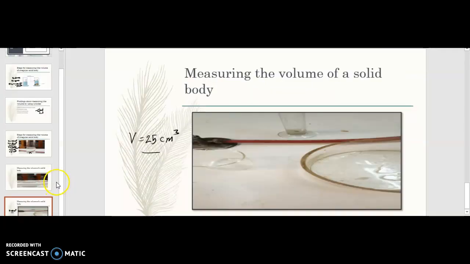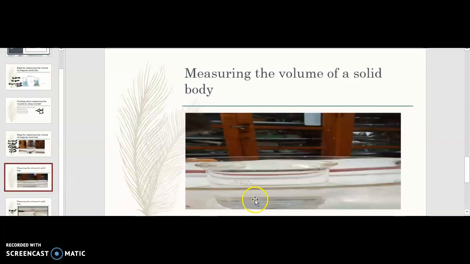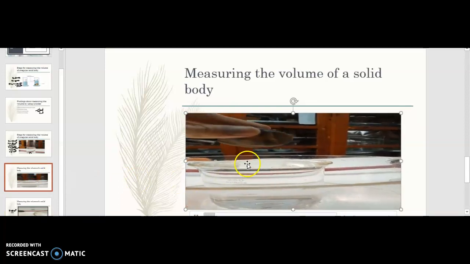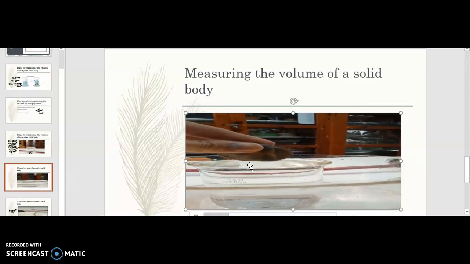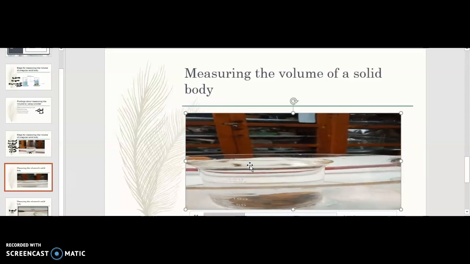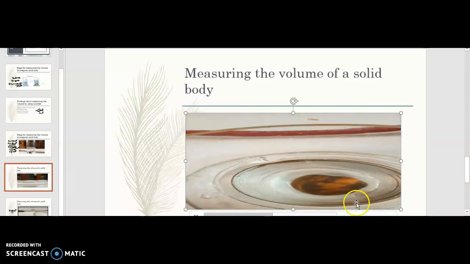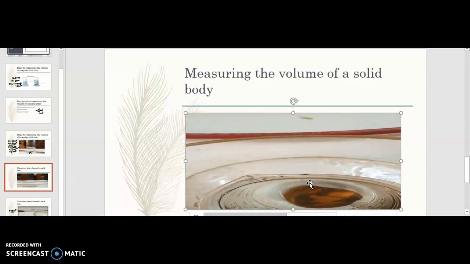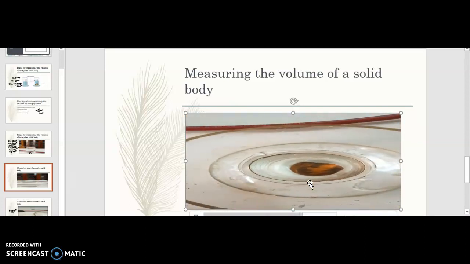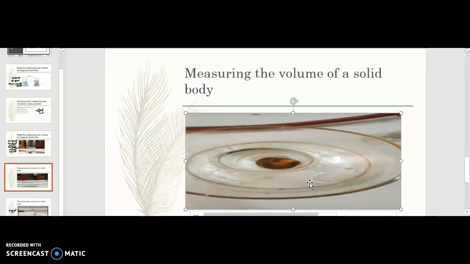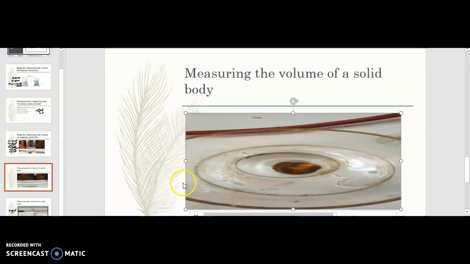Now we will measure also the volume of a regular solid body, but in this case it is different. The beaker is filled completely with water. So when we put this object in the water, water will be pushed out as we see in this experiment. This stone has a volume, and this volume pushes the water out by an equal amount that equals its volume.